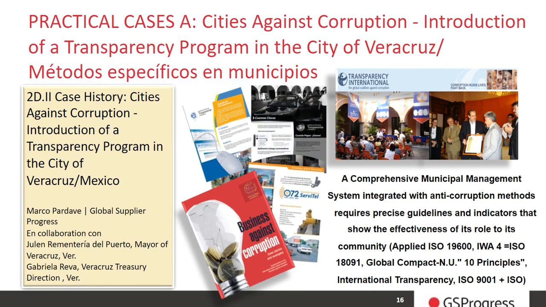As you can see, the way that we control this, we implement particularly in the Treasury Department, because there we control all the money in this area. So that's why we select to implement ISO 9000 and the anti-bribery transparency system in the Treasury Department. And this is one of the advices that we already explained to you.